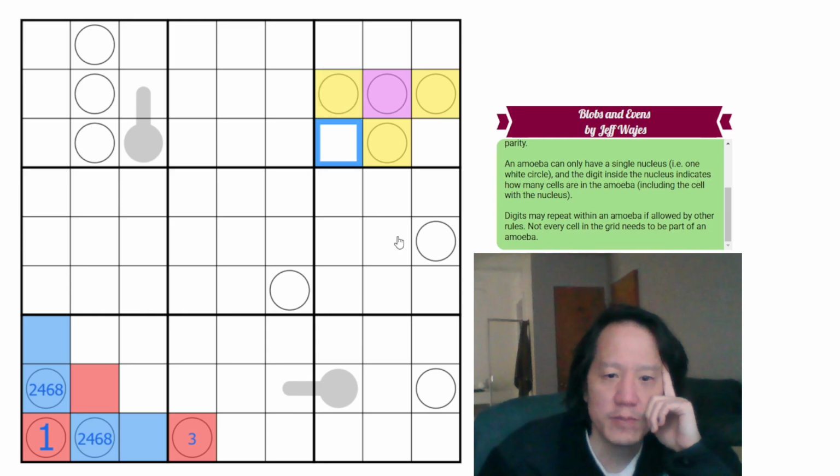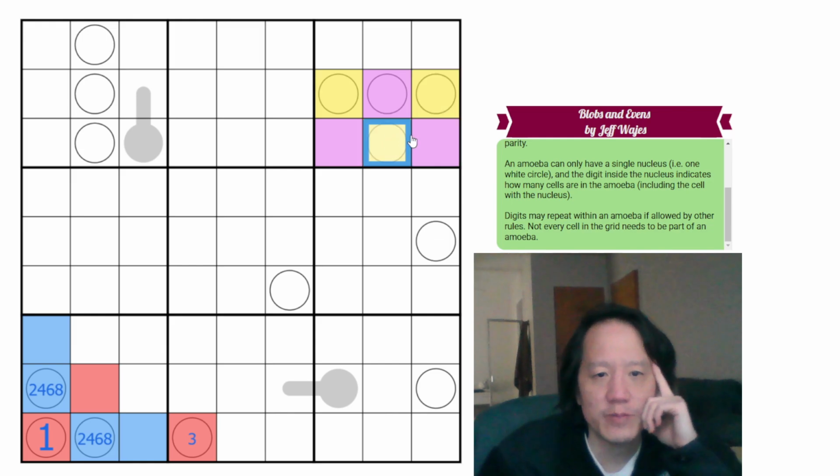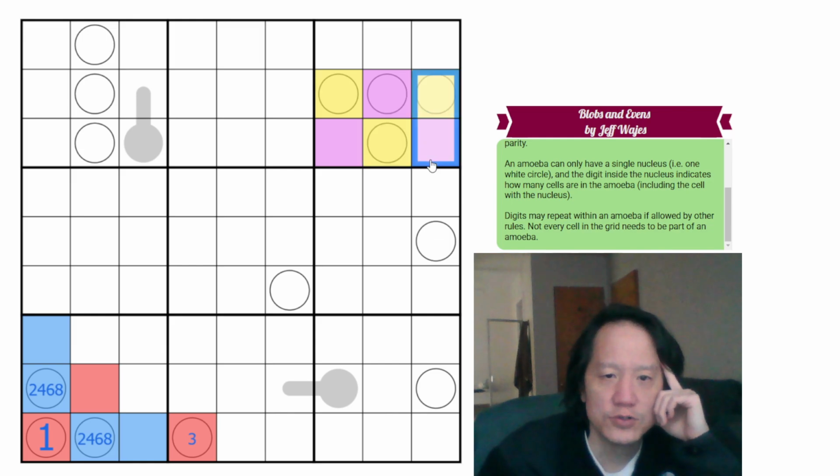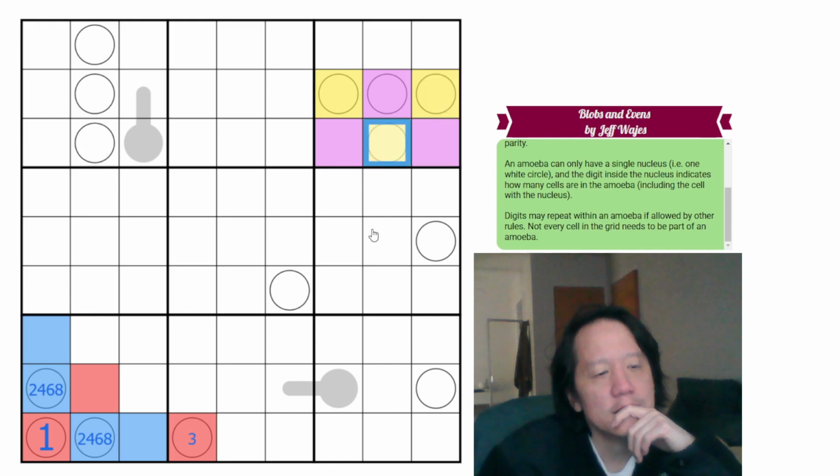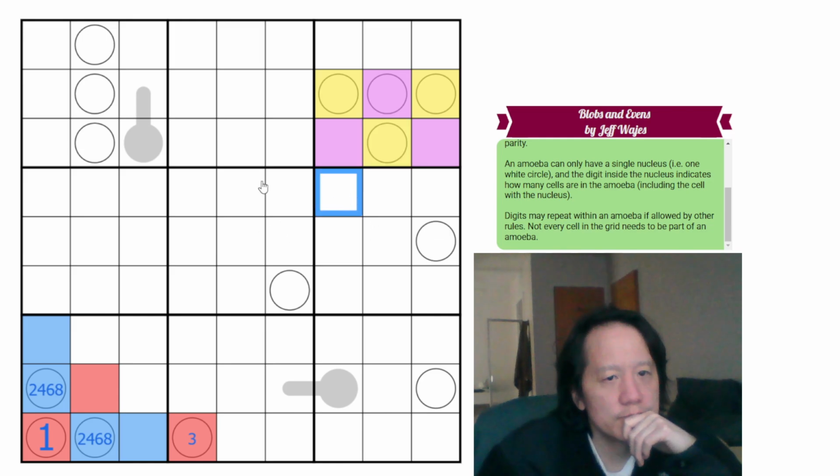So these have to be purple or pink, because if they were the same parity, then they would be part of the same amoeba, which is not allowed because you can't have two amoebas with the same parity. Similarly, these are different parities. So these two are different from this one.